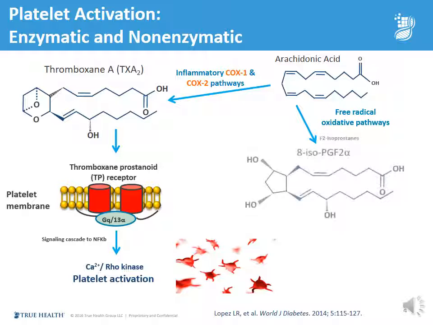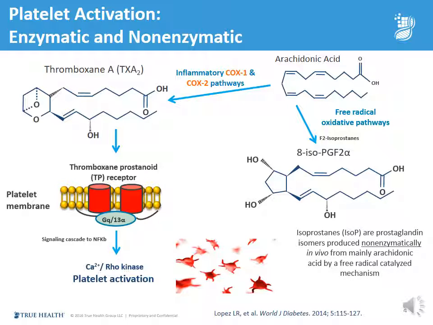However, arachidonic acid can simply undergo, via free radical oxidative pathways, conversion into F2 isoprostanes, which you see depicted. Isoprostanes are prostaglandin isomers produced non-enzymatically in vivo from arachidonic acid. They do not use or need the COX enzymes to be produced. F2 isoprostanes can also activate the thromboxane receptor and enhance platelet aggregativity.